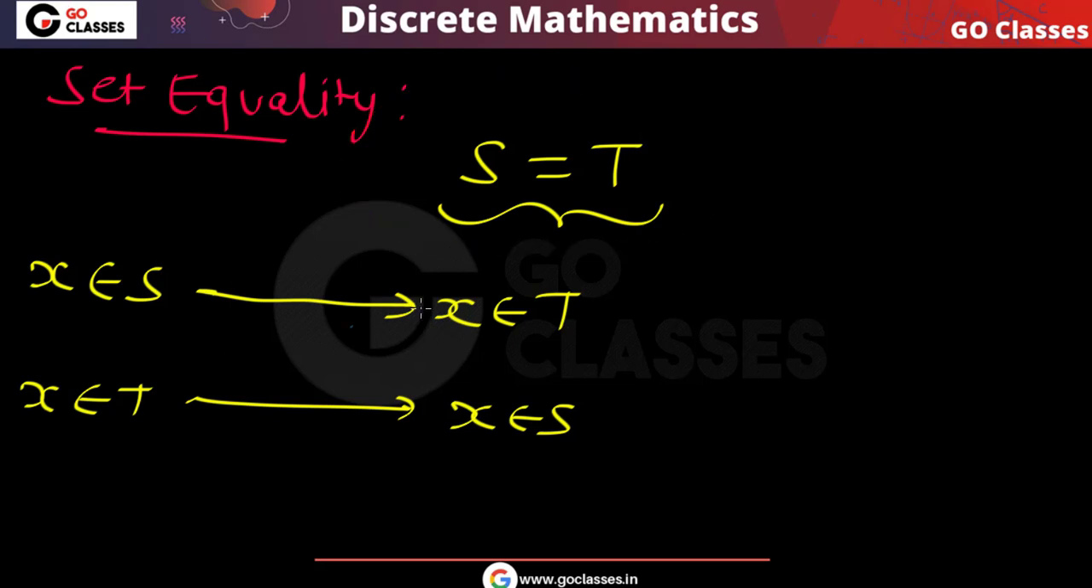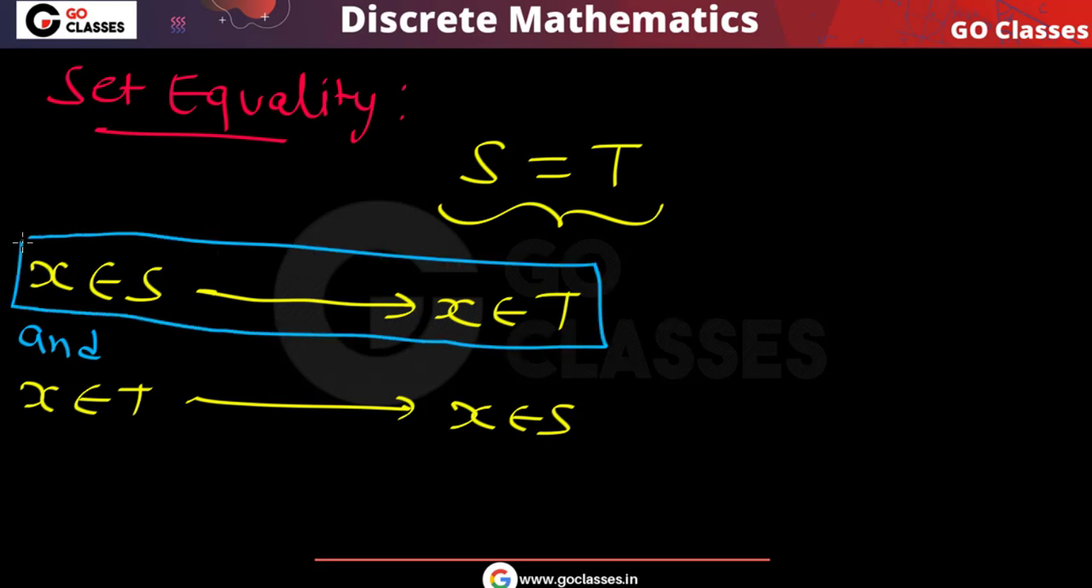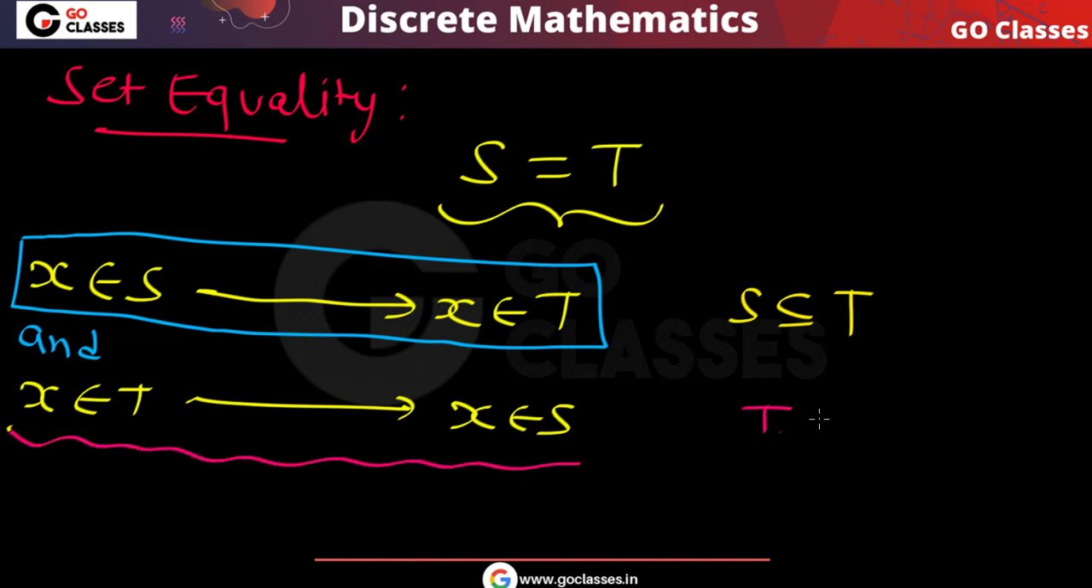Equal means they should be exactly equal. Every element of S must be in T, every element of T must be in S. So these two things should happen. Now remember, what is the meaning of this statement? The meaning of this statement, that any element, if it is in S, then it should be in T, is basically that S is a subset of T. And what is the meaning of this statement? The meaning is that T is a subset of S.